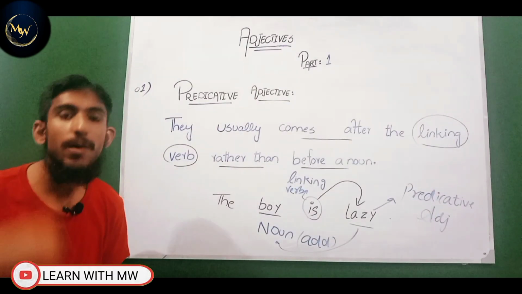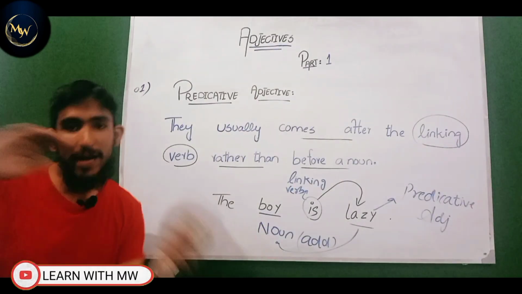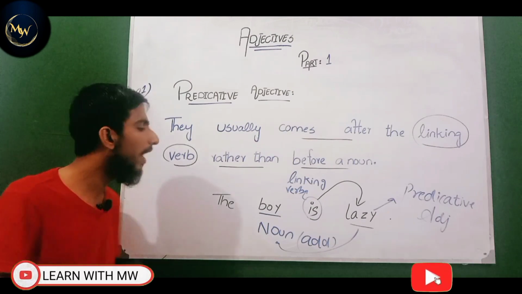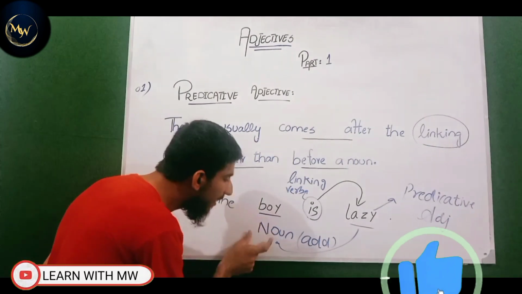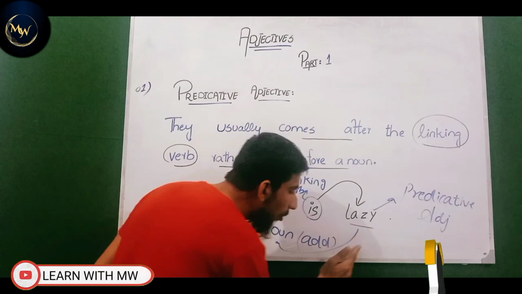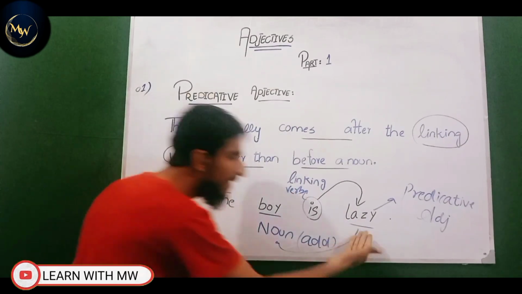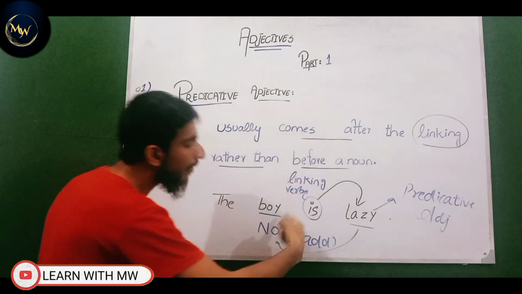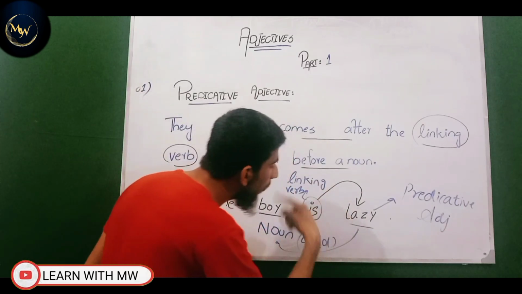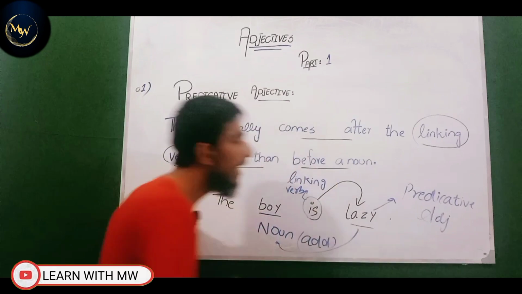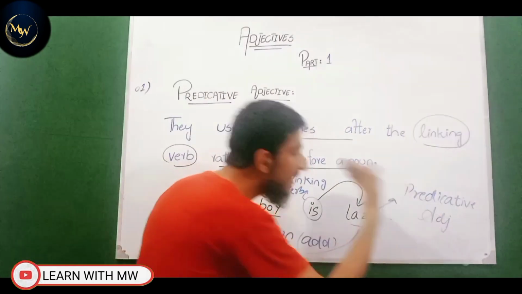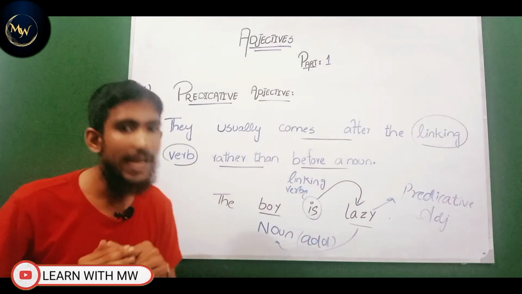So what are predicative adjectives? They usually come after the linking verb rather than before the noun they qualify. So boy in this sentence is a noun. Lazy is an adjective because it adds meaning. It tells us about the boy. And it comes right after the linking verb is. That's why lazy is basically a predicative adjective in English grammar.